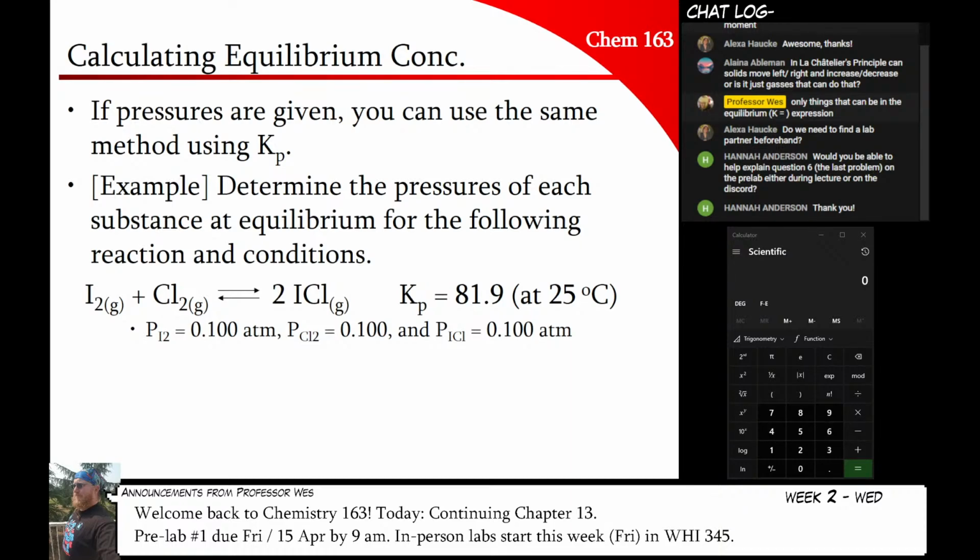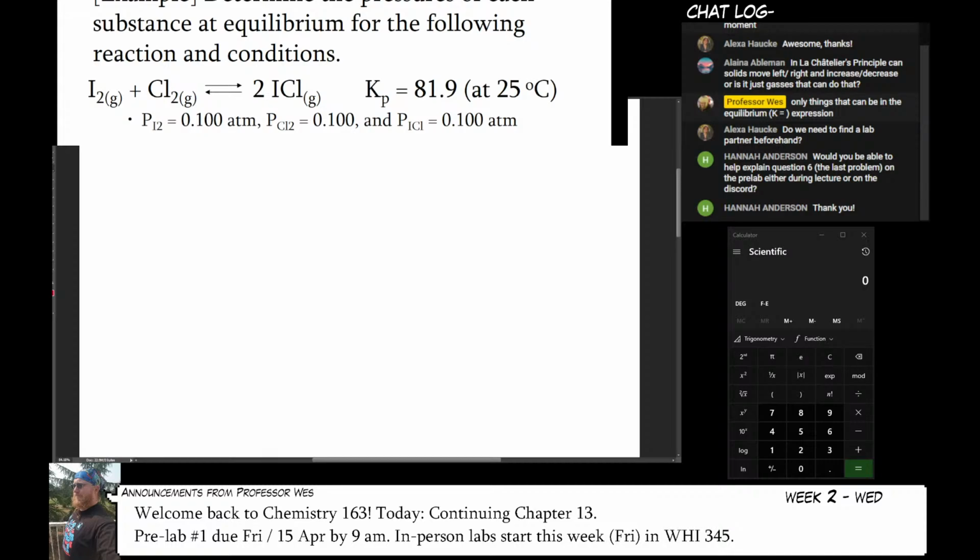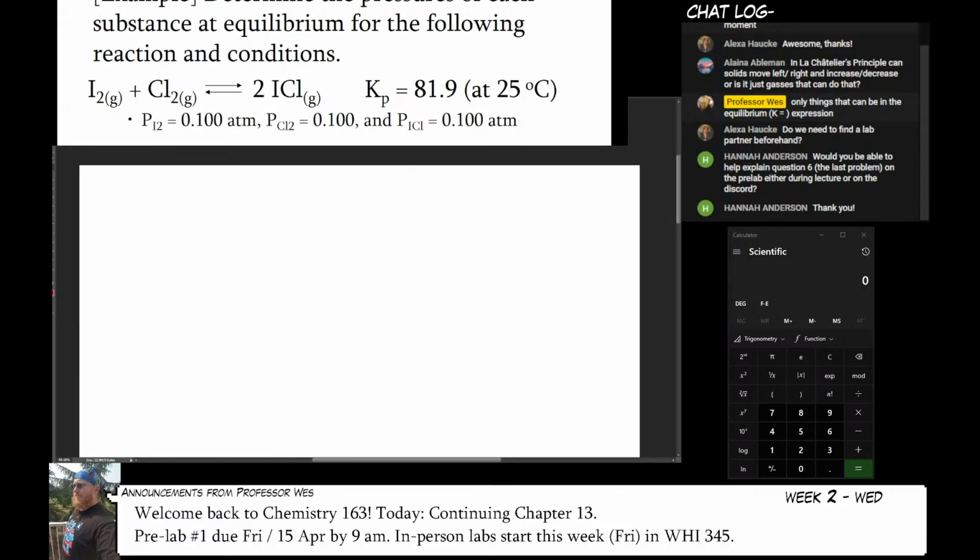All right. So, I didn't set this one up, so we're going to just have to do that right here. All right, so I've got I2 and Cl2 making 2 ICl. And I know that Kp for this expression will be whatever pressure of ICl I have squared divided by the pressure of I2 times the pressure of Cl2. That part we can do.